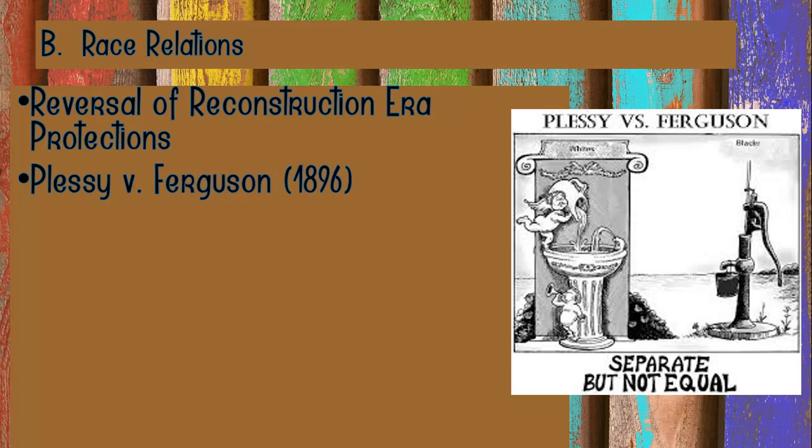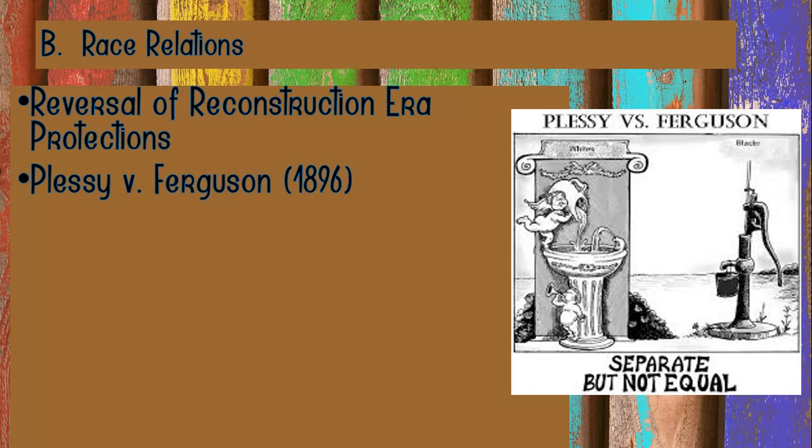So as Reconstruction is ending, as the federal government is turning their back on southern states and letting them kind of handle their own business, they are starting to not enforce anti-discrimination laws, and they are passing discriminatory laws. A lot of states were starting to adopt systems of segregation and systems that discriminated against African American people in one way or the other. And such a law was challenged in the case Plessy versus Ferguson.